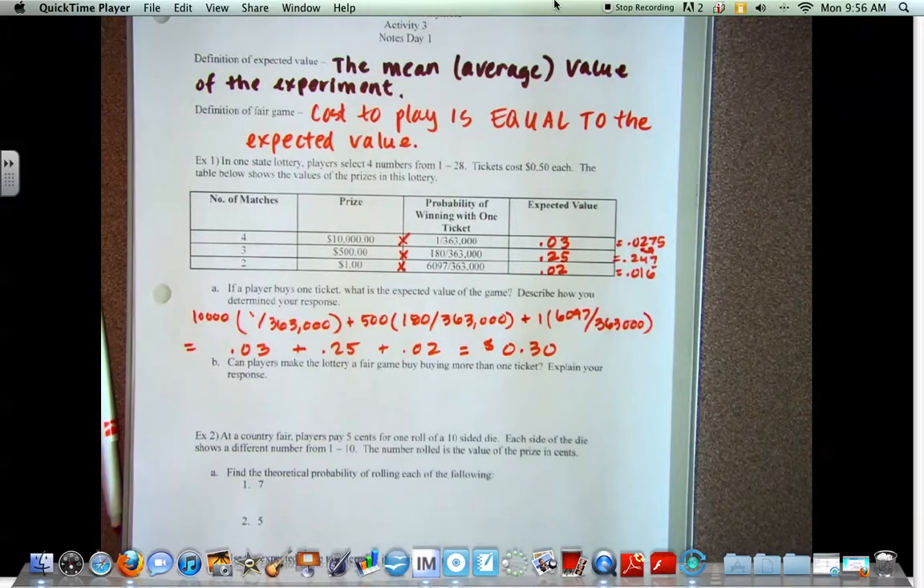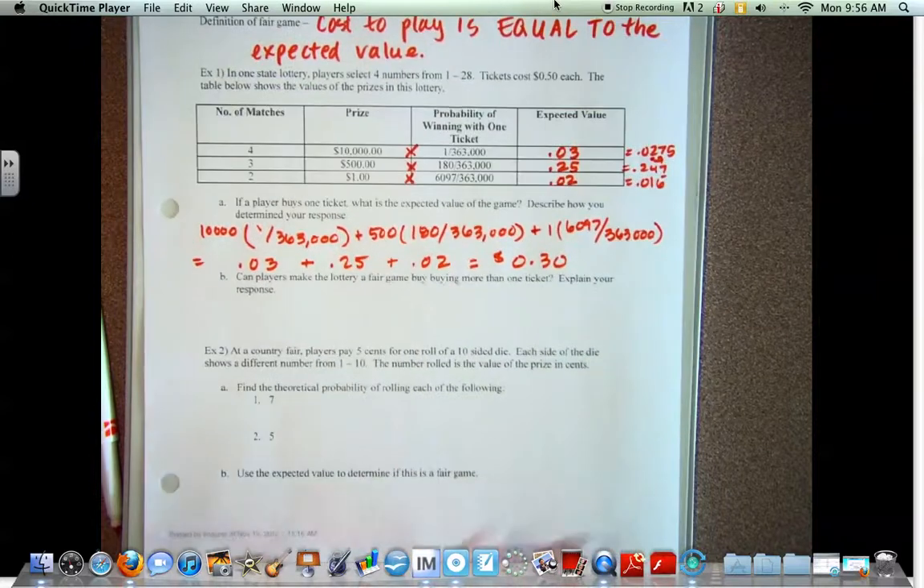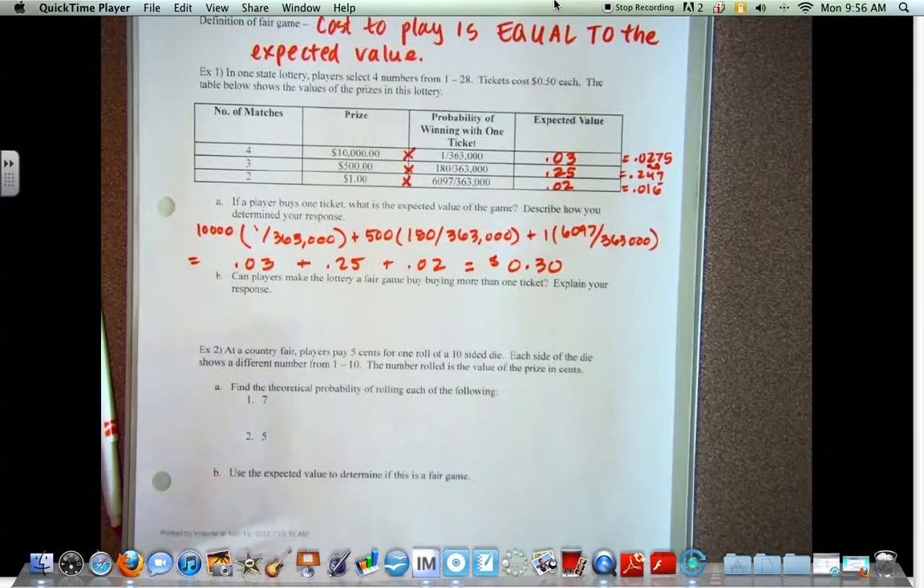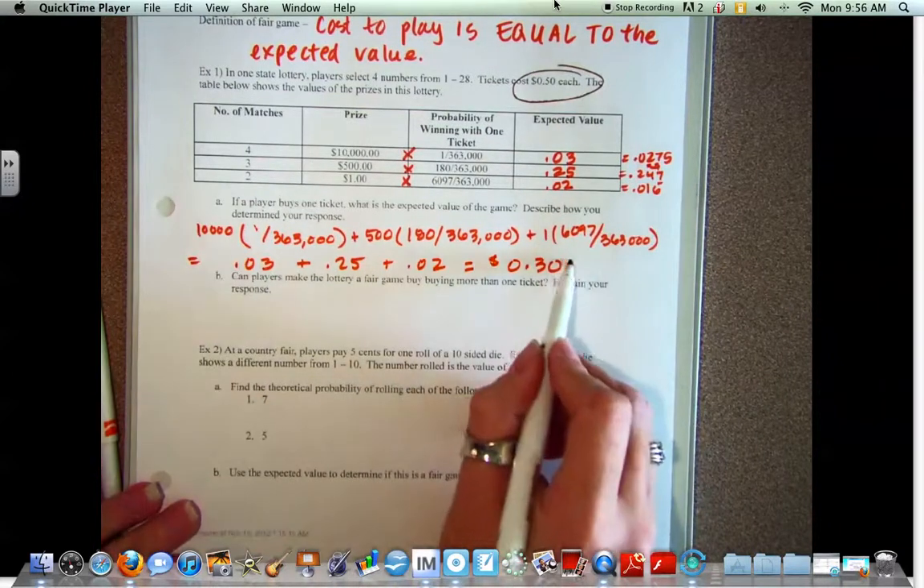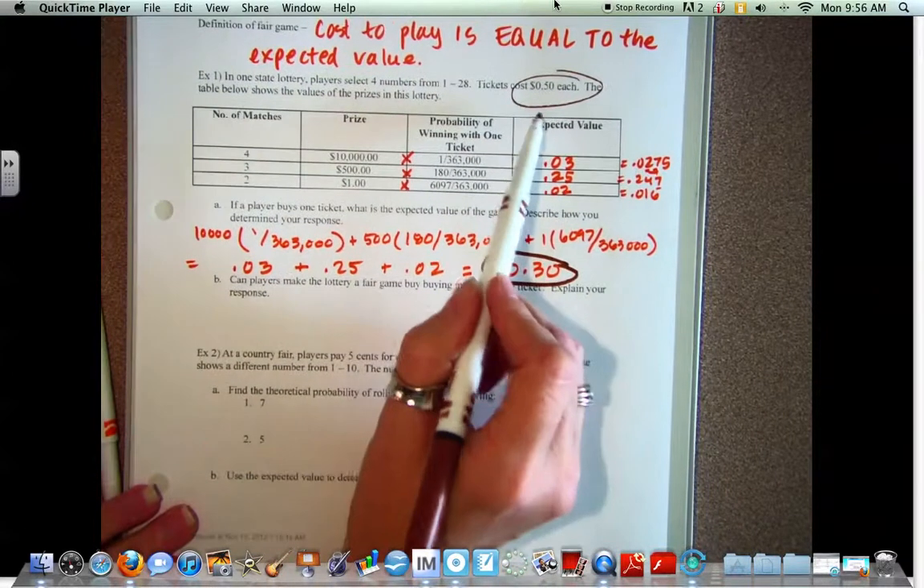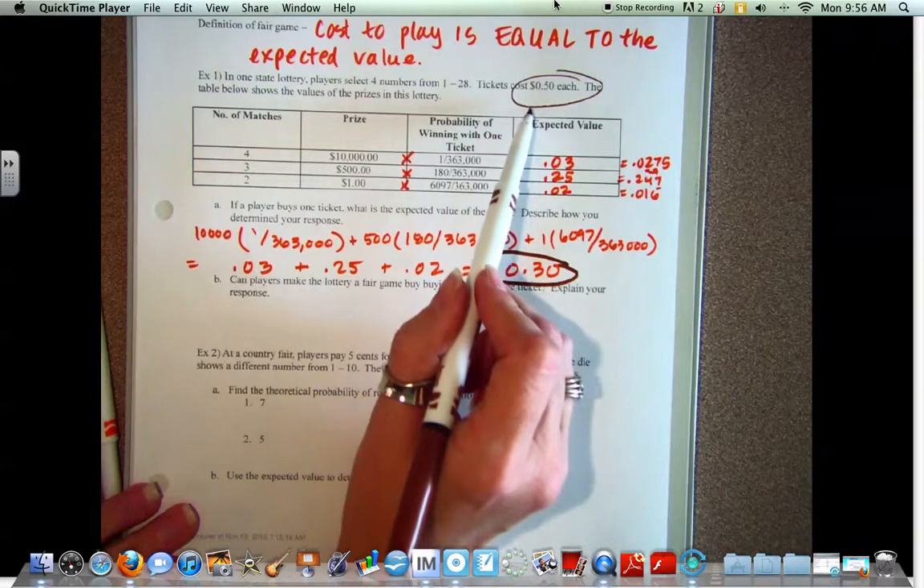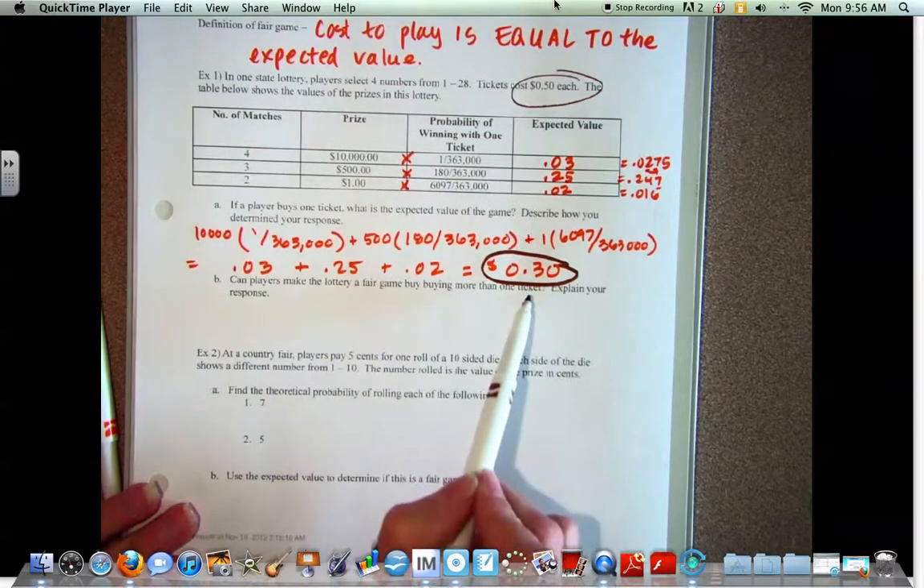Can players make the lottery a fair game by buying more than one ticket? The cost to play is equal to the expected value. Our expected value here is 30 cents. Our ticket costs 50 cents. So if I buy 4 tickets, what's it going to cost us? $2, and you're only going to make $1.20. So are they equal to each other?